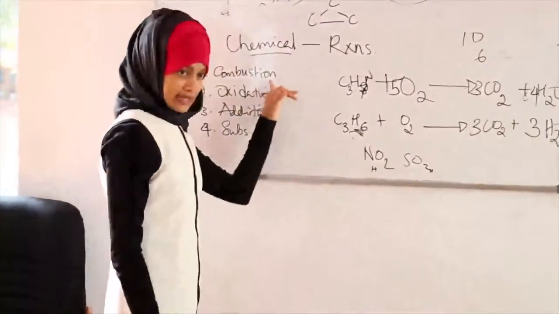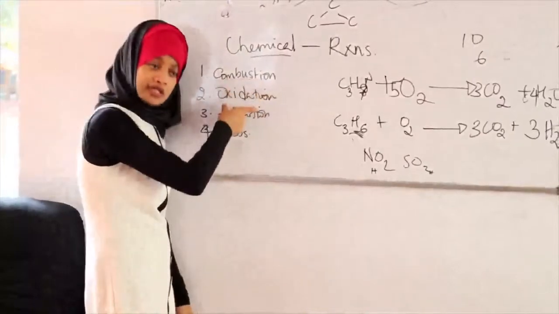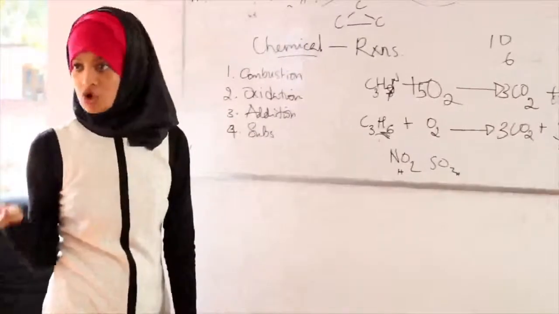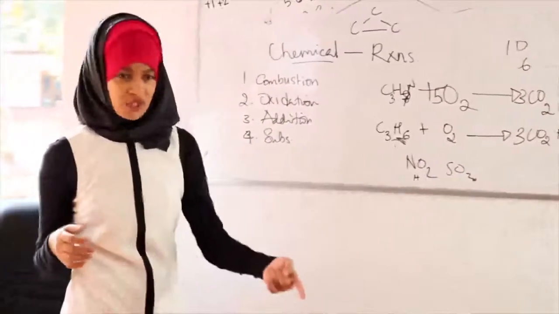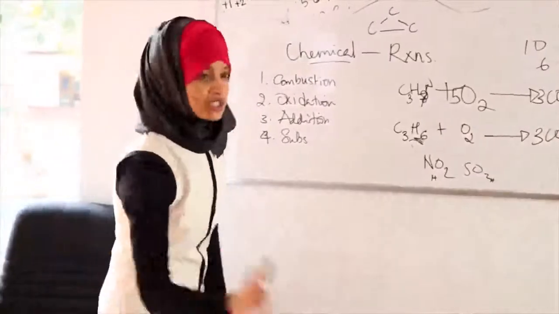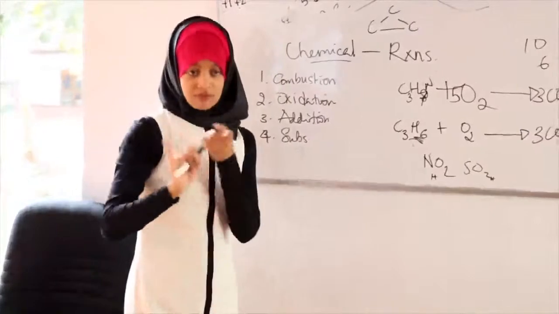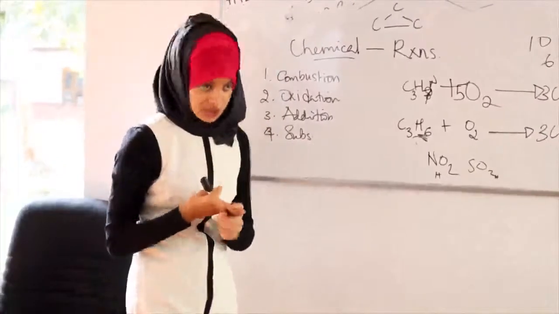Oxidation is pretty much the same. When something gets combusted, it's also getting oxidized. Oxidation basically means adding oxygen or removing hydrogen, or losing electrons. You learned acids and bases. So oxidation can mean 3 different things: adding oxygen, removing hydrogen, or losing of electrons.